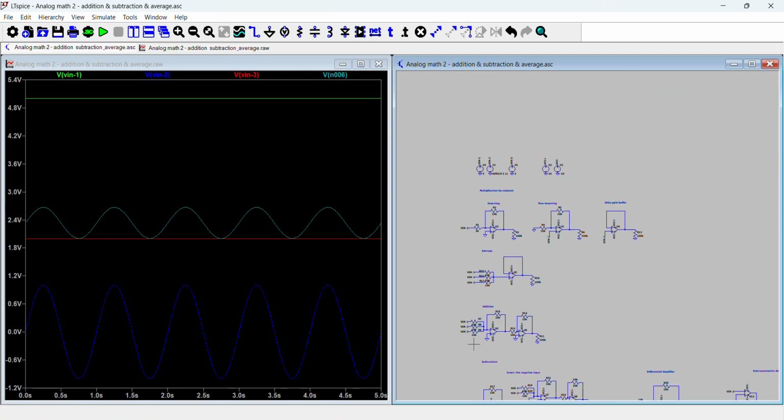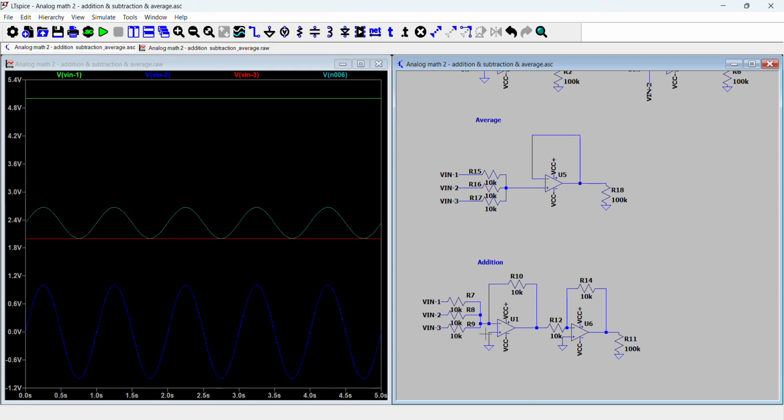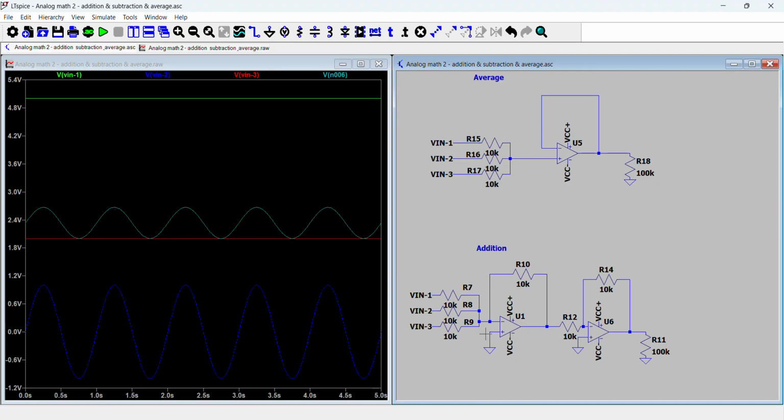Next, let's look at addition. So what if we wanted to add three voltages together? So there's two ways, right? One is we could use the average and we could just multiply by a constant. So in this case, there are three inputs, so we could use this average circuit and just multiply by a constant of 3. So that's one way to do it.